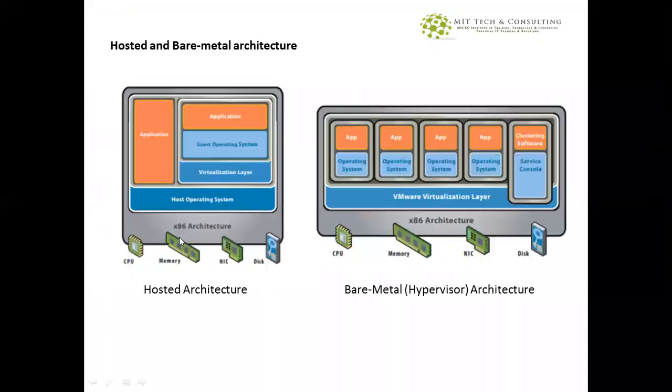And we have two types of virtualization. One is hosted, the other is bare metal. Hosted is where you have a host operating system, exactly what I have drawn there. We have hardware components like CPU, memory, network, and storage. On top of it, you have the operating system and then the virtualization layer, virtual machine and application.